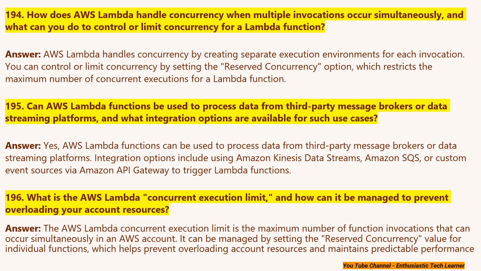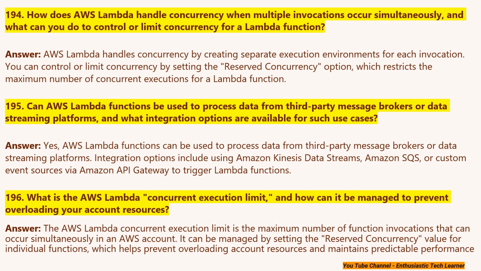How does AWS Lambda handle concurrency when multiple invocations occur simultaneously, and what can you do to control or limit concurrency for a Lambda function? AWS Lambda handles concurrency by creating separate execution environments for each invocation. You can control or limit concurrency by setting the reserved concurrency option, which restricts the maximum number of concurrent executions for a Lambda function.